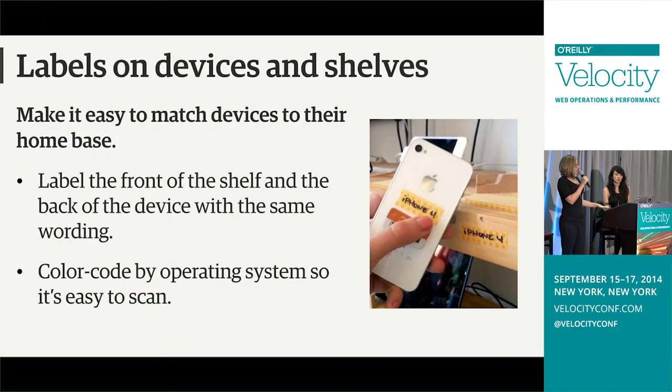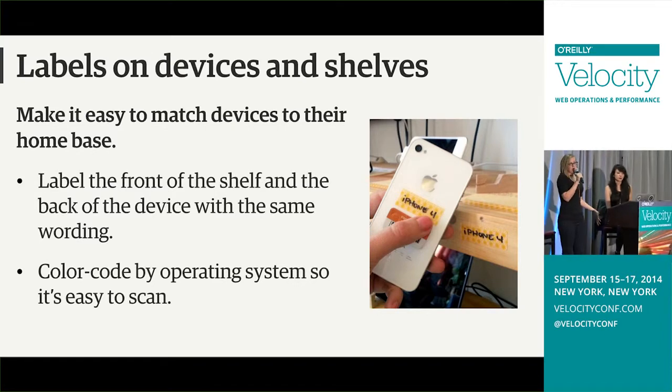Make it easy to match devices back to their home base. People don't read. They scan. And they vaguely look at shapes and whatever it is on and they just kind of throw it at the lab. So what we did was we labeled the back of the device to match the front of the shelf. It literally says the same thing in the same color, and it makes it easier for people to not even have to think as they're returning devices. We also color-coded by operating system, so all the green Android labels are in one place. It makes it easier for people who don't have color blindness to walk up and say, okay, I know where all of my iOS devices are.